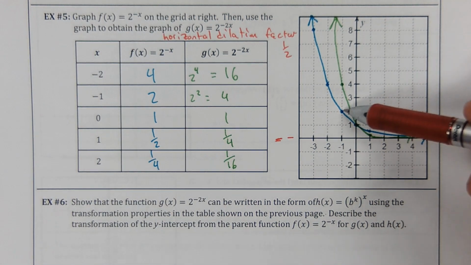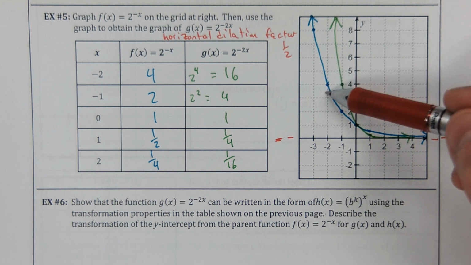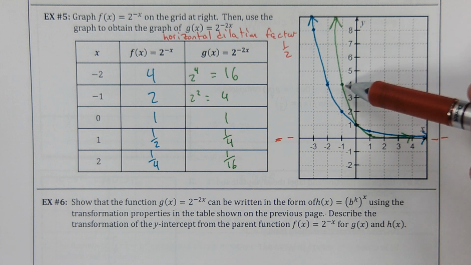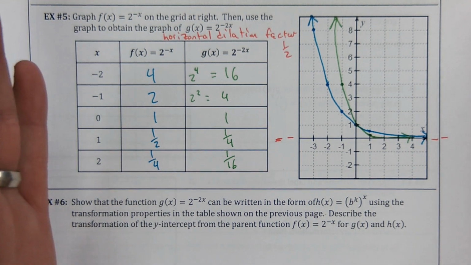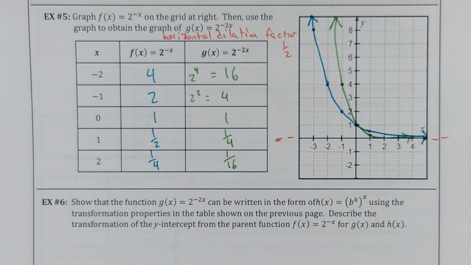This coordinate was at -1, 2. Now it's at -1/2, 2. This one was at -2, 4. Now it's at -1, 4. It cuts all of the x values in half. It squishes the graph closer to the y-axis.